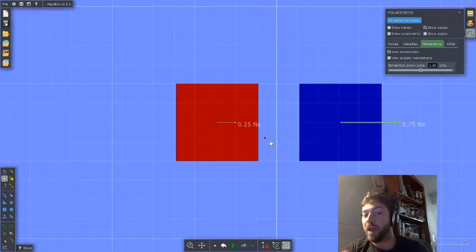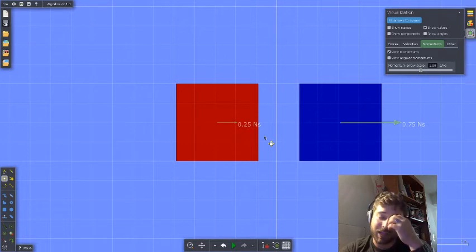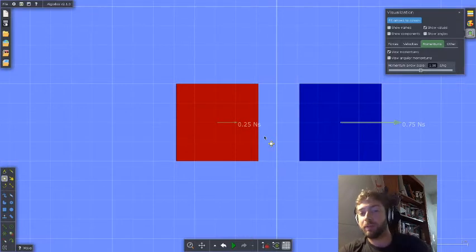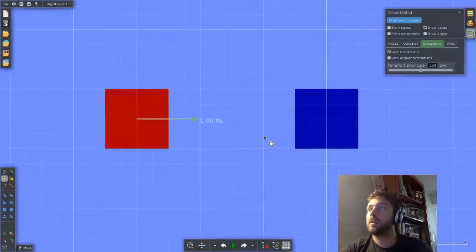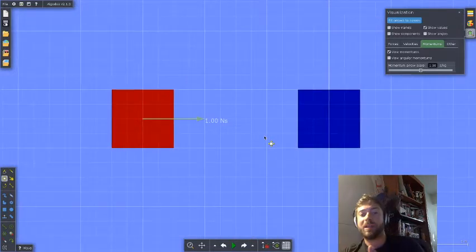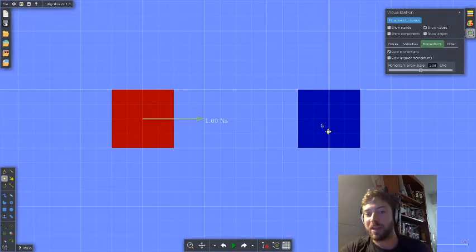Well, they add up to 1, right? They add up to the initial momentum. So in this way, we can say that momentum was conserved in this collision, right? Because the momentum before, which was 1, is equal to the momentum after, or the sum of the momentums after. Remember, the blue box to start off with had a momentum of 0. So the initial momentum is 1, combined, and then after it's 1 as well, just added up.